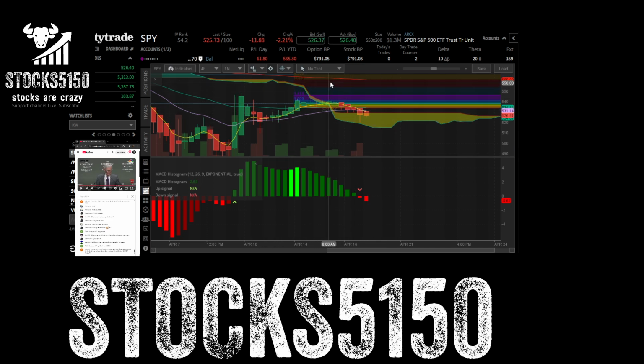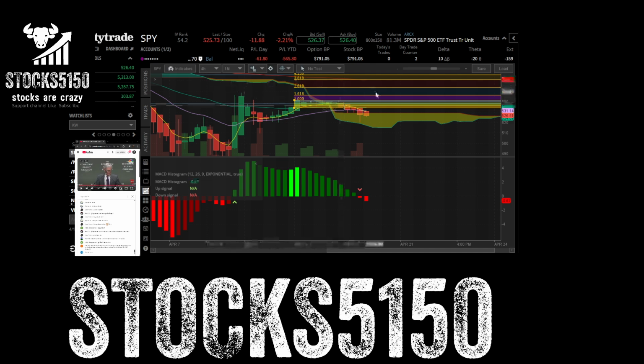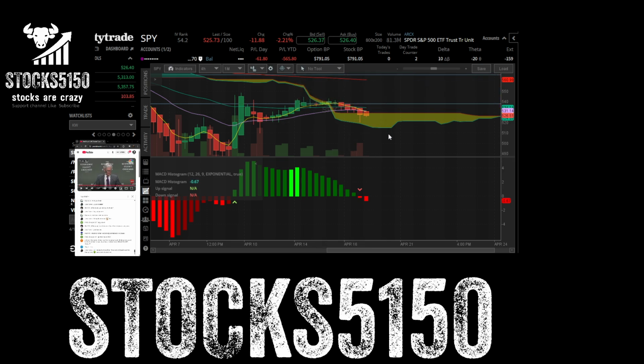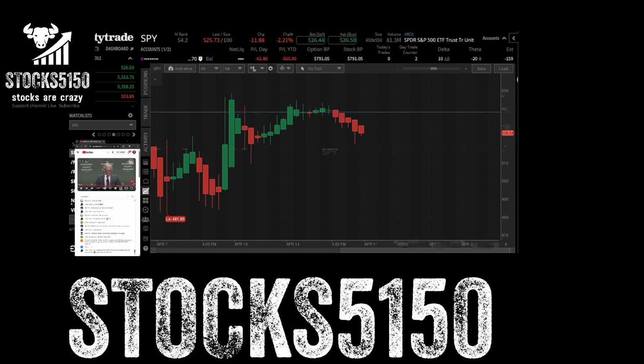So I already got some of my stuff on here and I'm on the 4 hour. I'm going to clear this out. This is on Tasty Trade as you can see. So we're going to remove this drawing, get rid of that one, and we're also going to get rid of indicators so it'll be a clean chart. All right, there we are. I left my price lines in there.